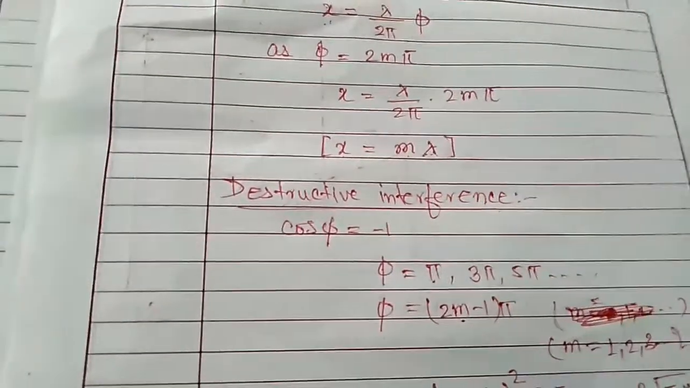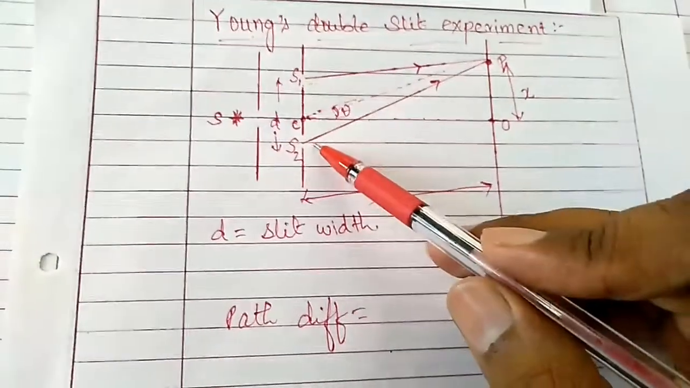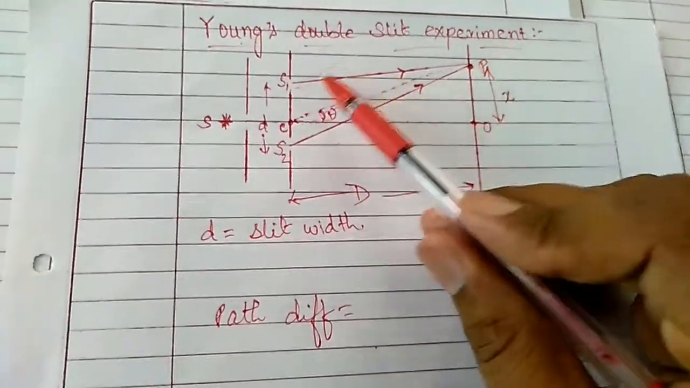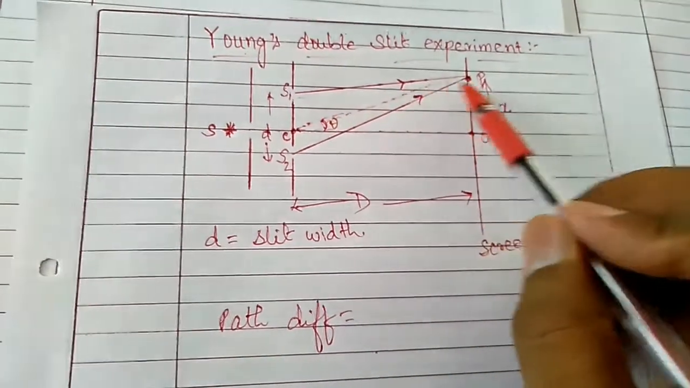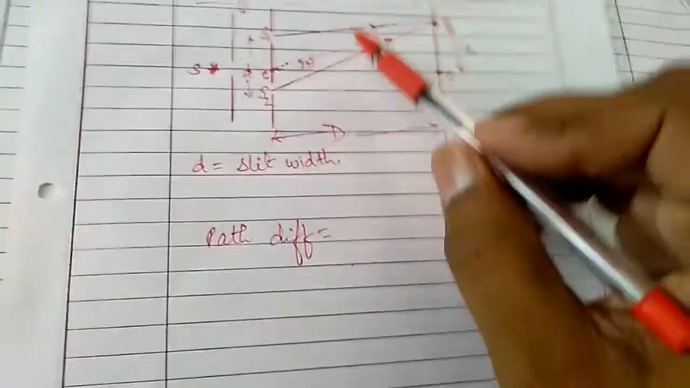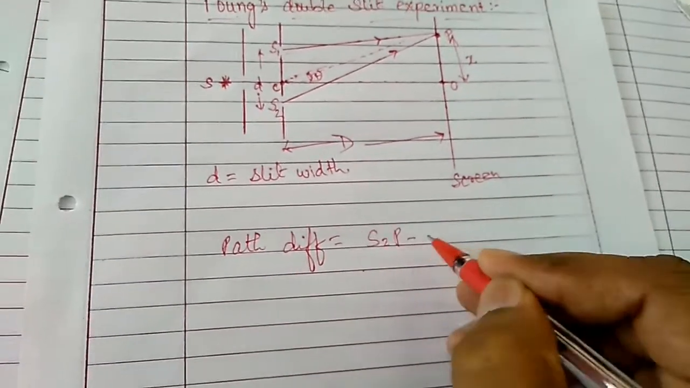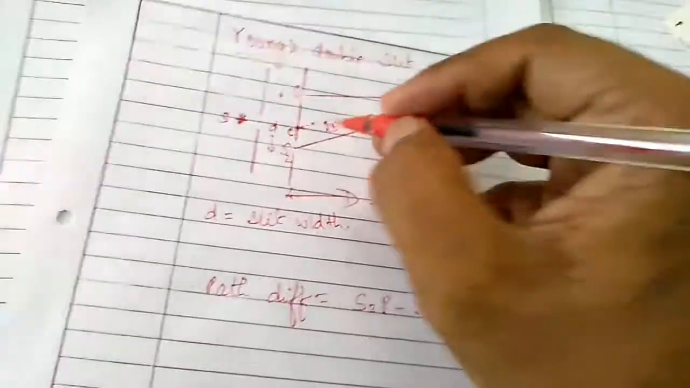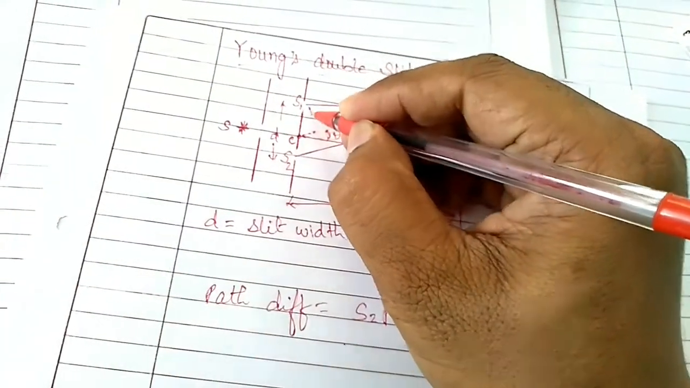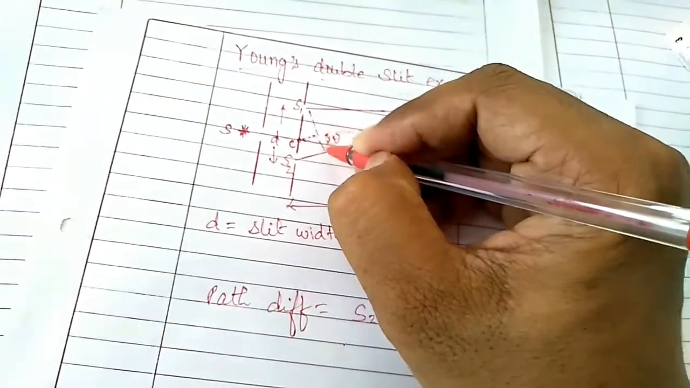So first of all, let's calculate the path difference. To calculate it, see here the path of this light S2 to P, and the path of this ray S1 to P. So what is the path difference? Simply we can say S2P minus S1P. This is the path difference. So let's draw a perpendicular here to calculate the path difference.